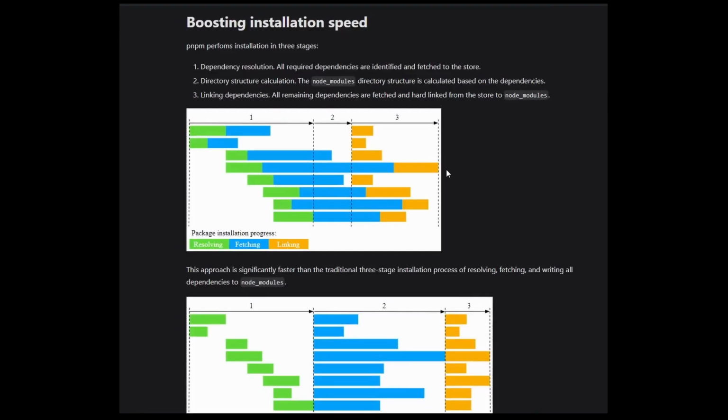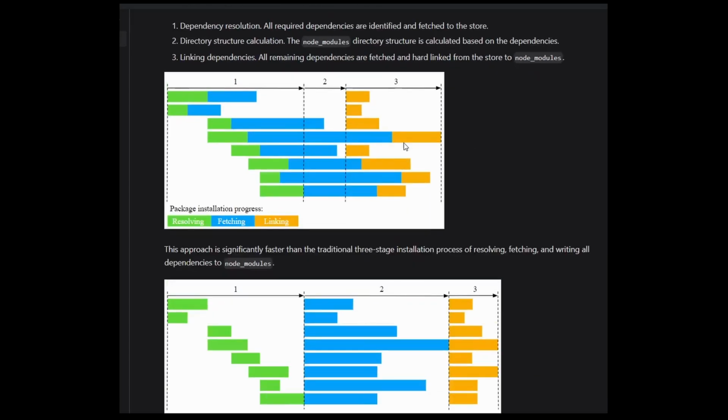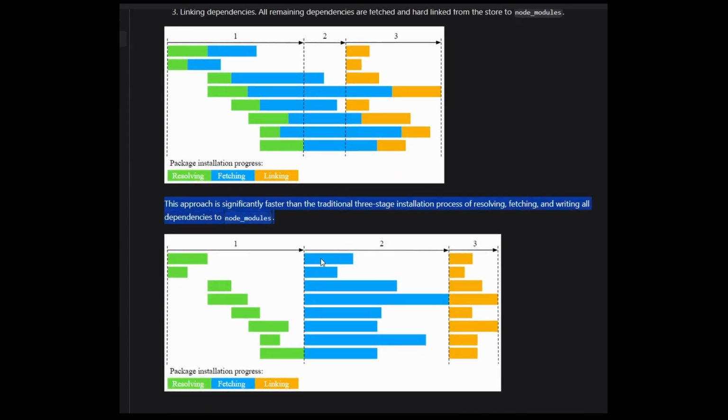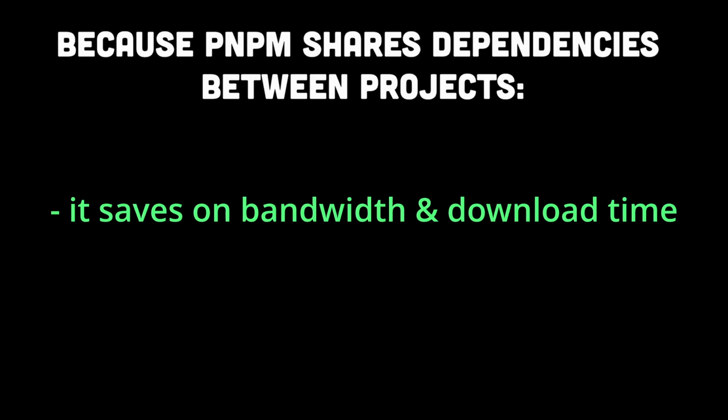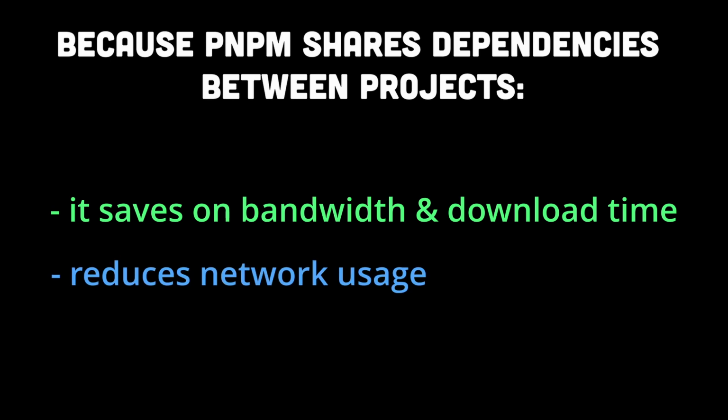Now, because with pnpm, you don't download separate copies of the same dependency and use the same pieces from a shared storage, pnpm can often install packages faster than npm and yarn. It skips redundant installations and only installs what is necessary for a specific project, leading to faster installations. And also, pnpm shares dependencies between projects. You can potentially save on bandwidth and download time as well, ultimately reducing the network usage.